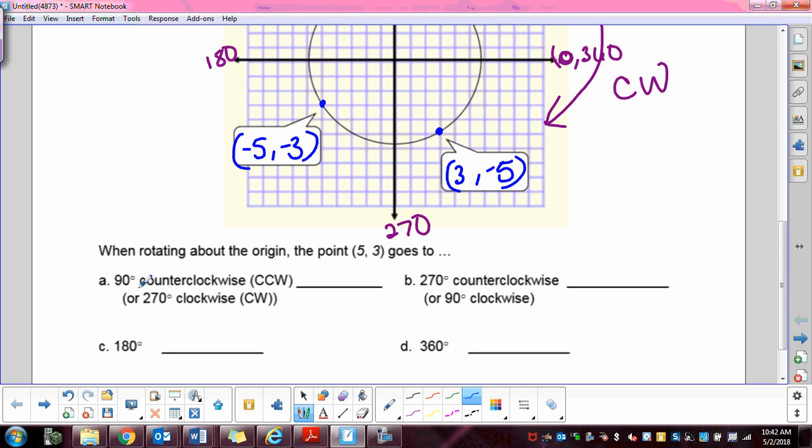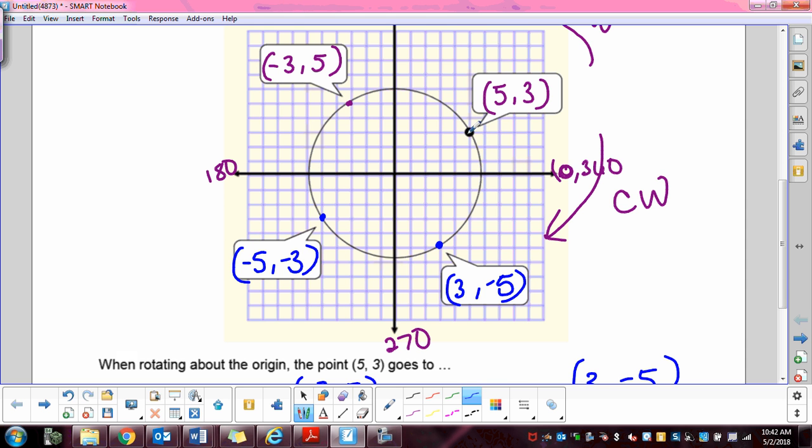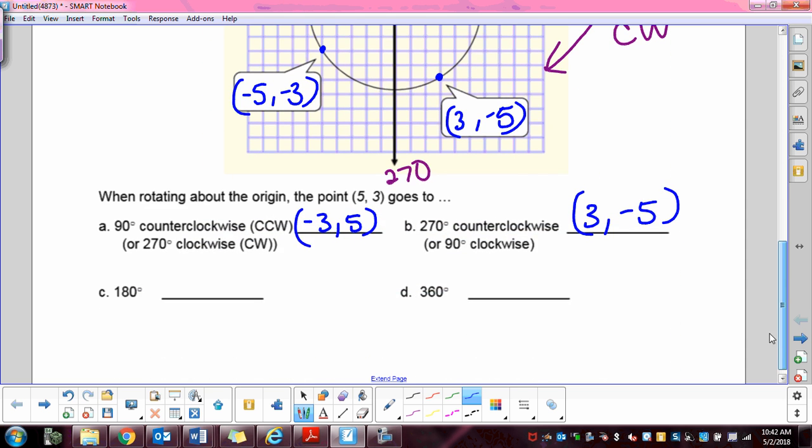It depends on how far and which way we rotate it. If we rotate it 90 degrees counterclockwise, remember that is to the left, then it's going to go to negative 3, 5. 270 degrees counterclockwise is right here, and this is 3, negative 5. 360 degrees just means it's going to go around the circle one whole time, and then it's going to end where it began, which is at 5, 3. And then 180 degrees means we're going to rotate it twice, and this is at negative 5, negative 3.